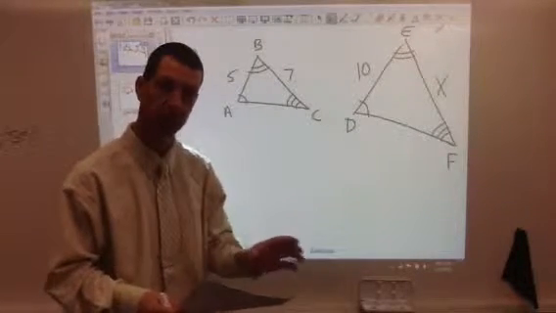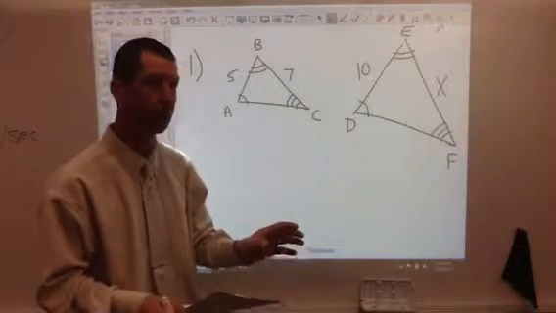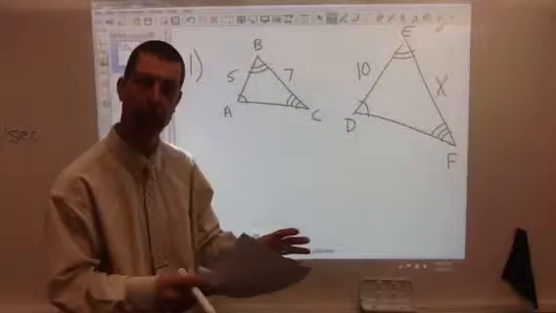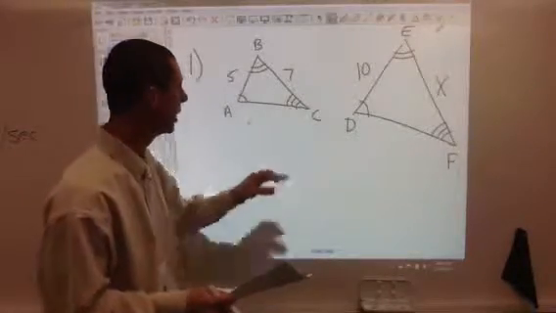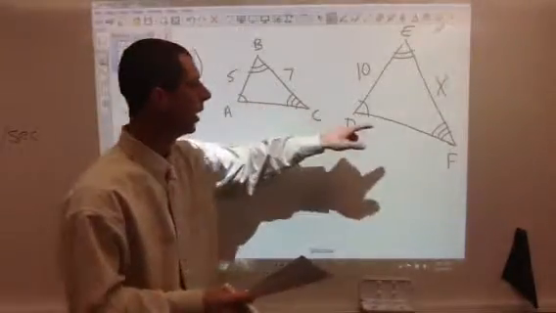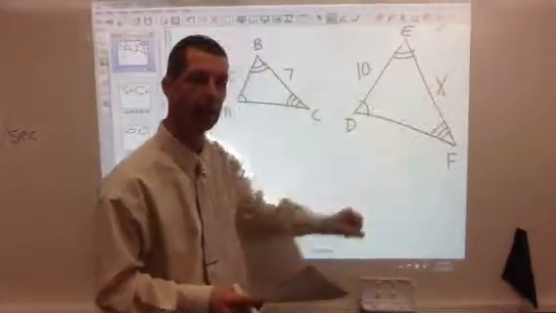These are dealing with similar figures. Now, a similar figure is going to be the same shape, just a little bit different size in most cases. So if you look at these two triangles, obviously this one's a little bit smaller. Here's what we've got to find. We've got to find the value of x.